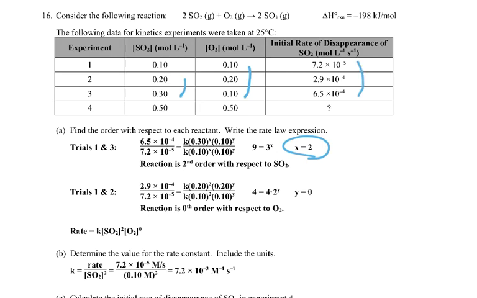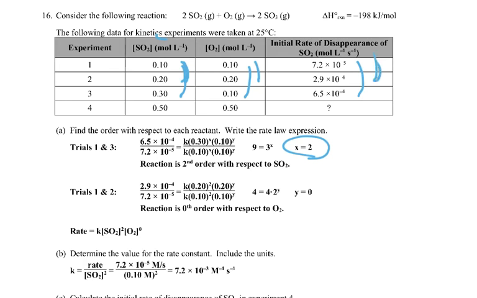This goes up by 9. So we know that's to the y squared. So second order. And for trial 1 and 2, we can see what's happening is this is going to double, and this is going to double. But we know if this doubles, it's squared, so it's going to be 4 times the rate.